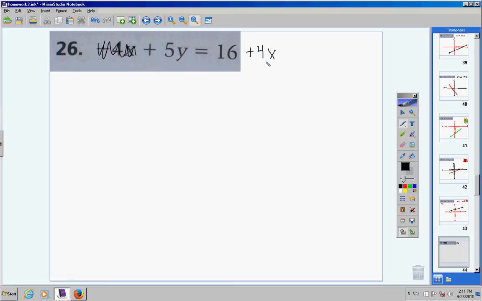Now divide everything by 5. So divide by 5, divide by 5, divide by 5. This cancels and you're left with y equals 16 over 5, which is 3 1/5. Or if you don't like that, that's the same thing as 3.2. A positive divided by a positive is a positive, and 4 over 5 is 4/5.